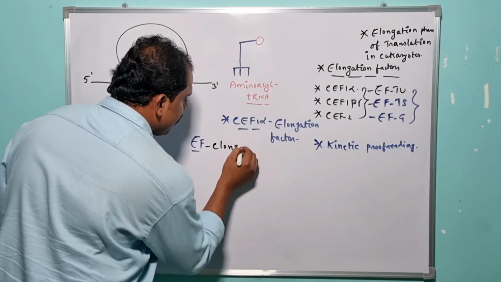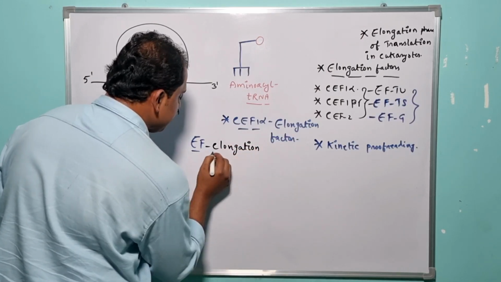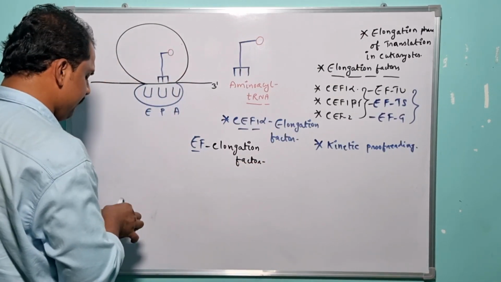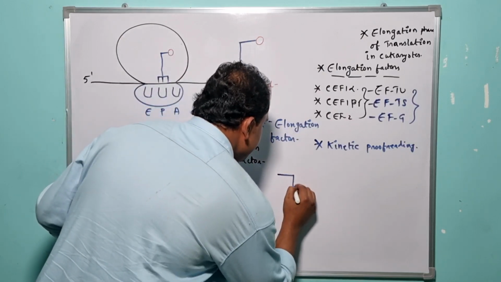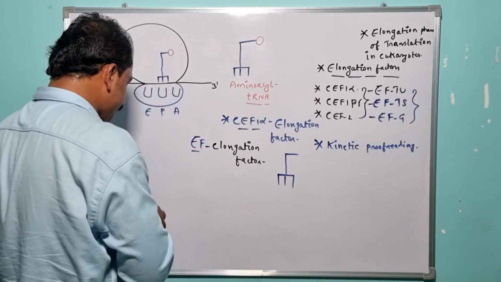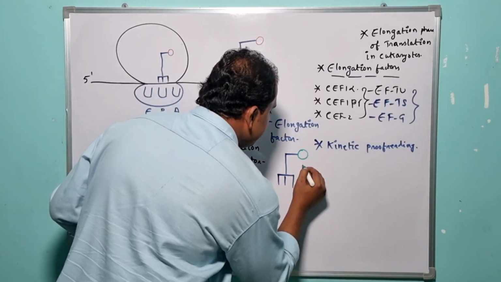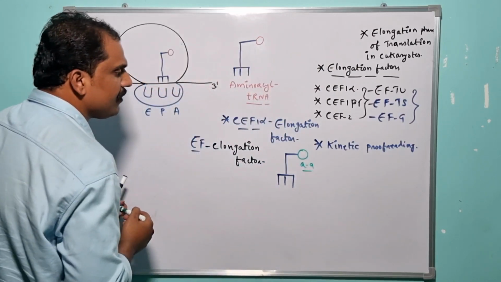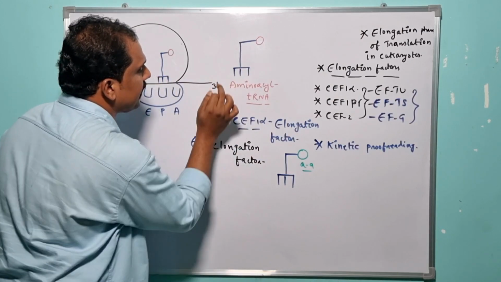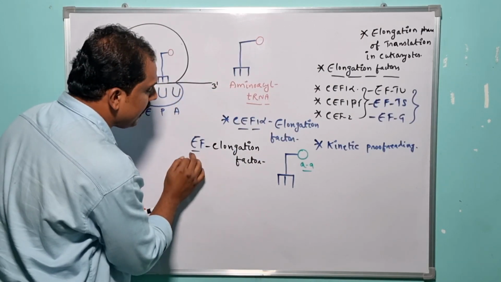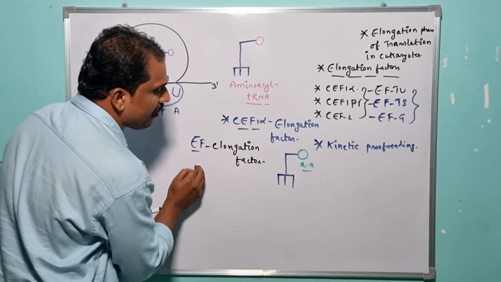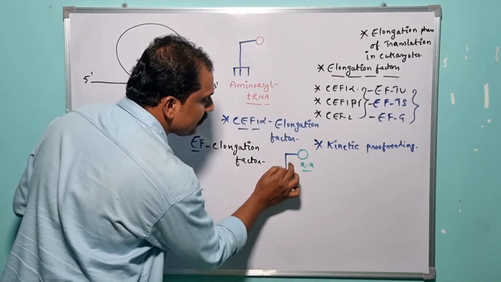EF is the specific elongation factor which is responsible for holding up the specific tRNA with its encoding amino acid. So what exactly happens during the kinetic proofreading mechanism? Before the successful recruitment of the aminoacyl tRNA with its encoding amino acid to the A site of the ribosome, the specific elongation factor EF comes into the picture, and it will monitor the correct recruitment of the amino acid to its encoding tRNA.